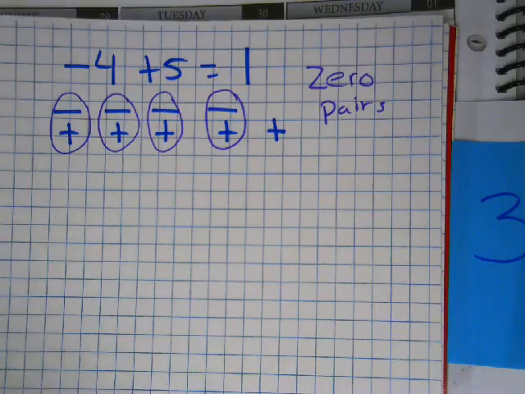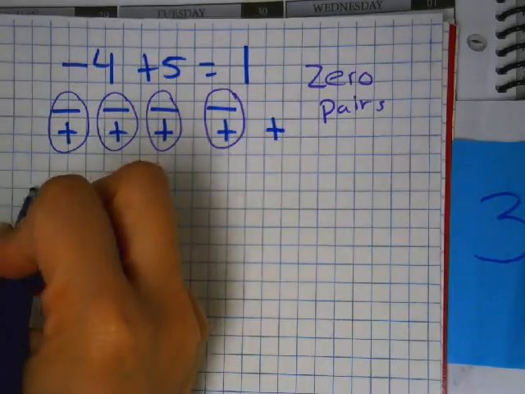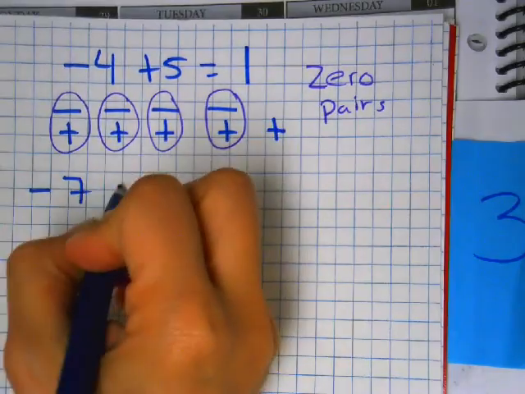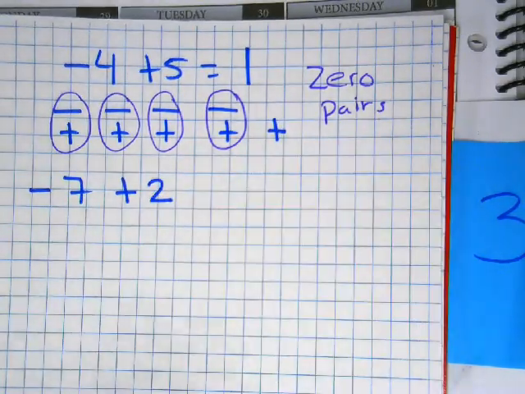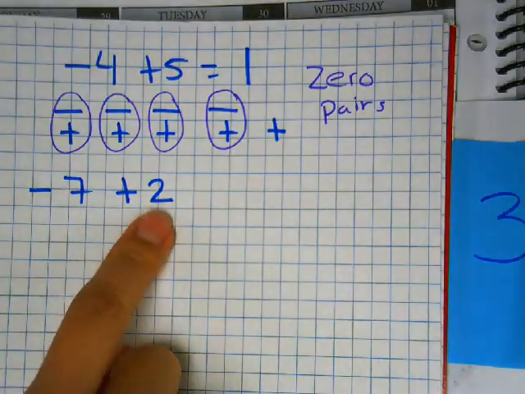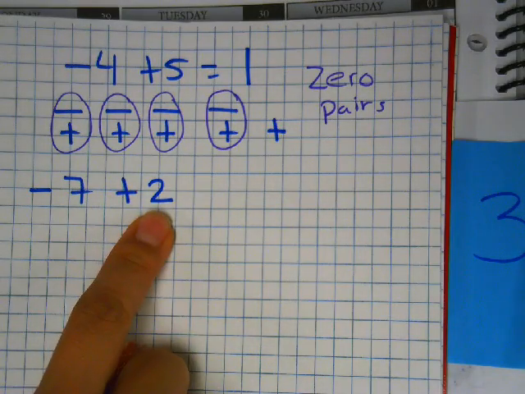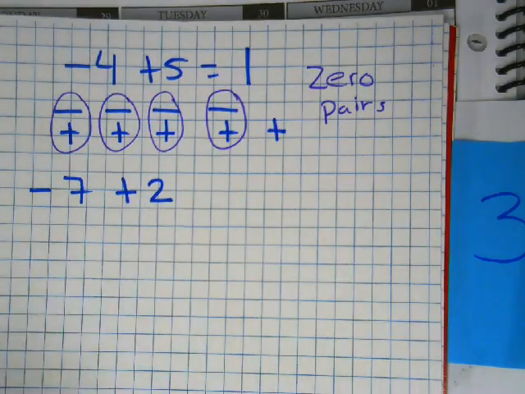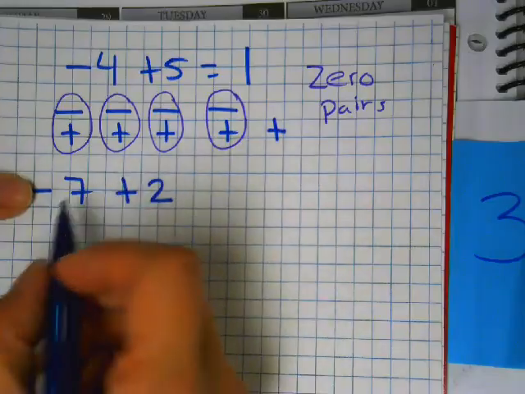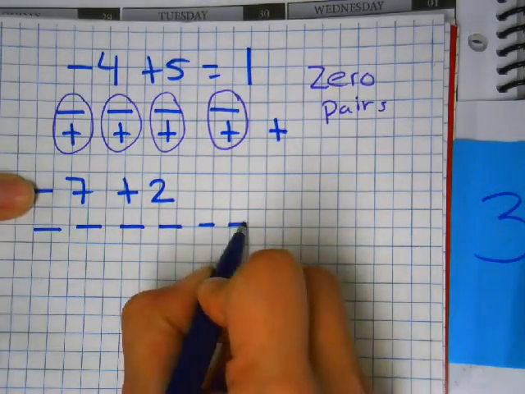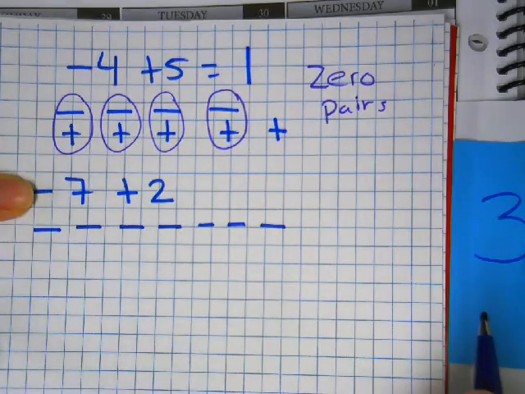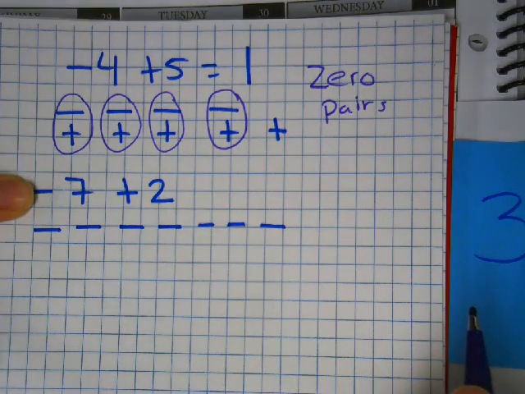All right. Let's try -7 plus 2. So let's draw them out. Now we're practicing drawing the tiles. So how many negatives do I draw? 7. 1, 2, 3, 4, 5, 6, 7. How many positives? 2.